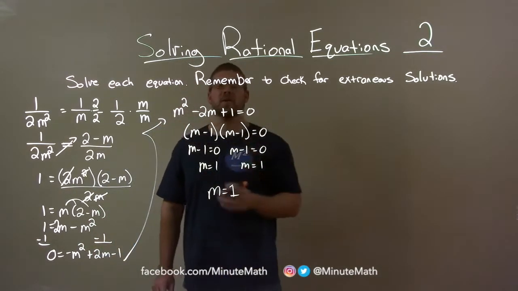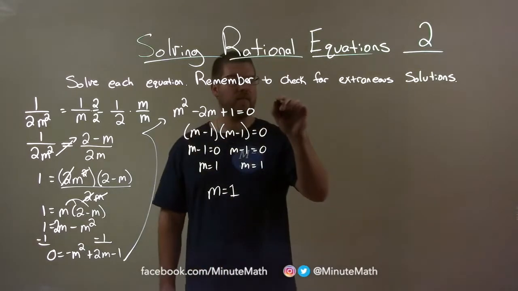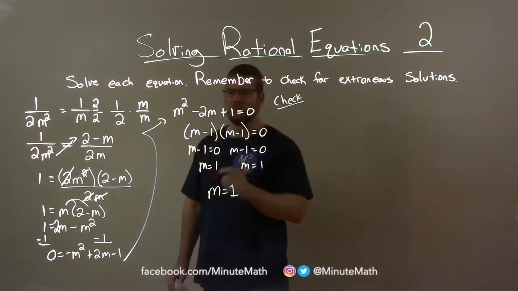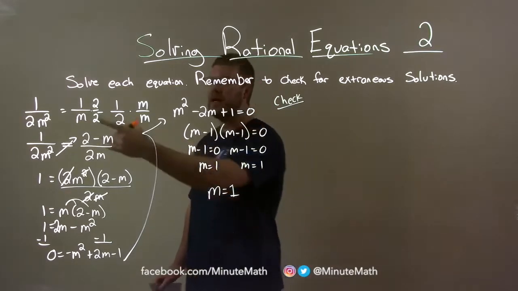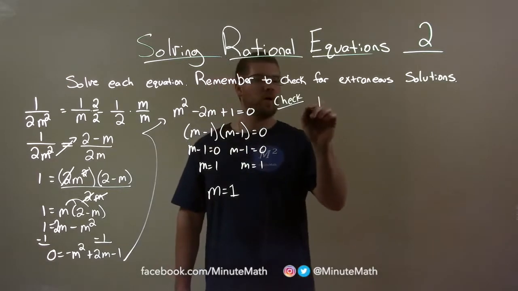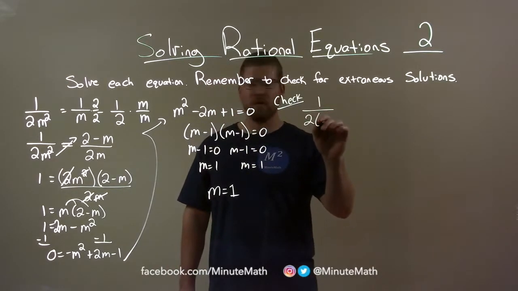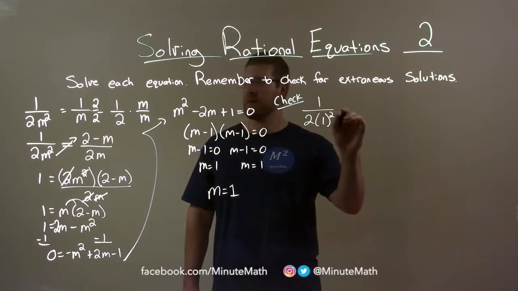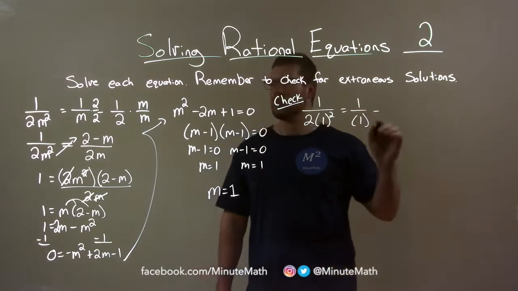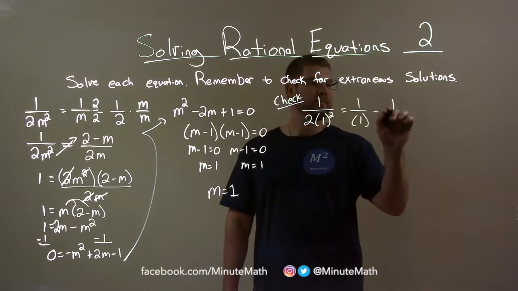So they tell us here now we want to check our answer. Let's check it. So we're going to check for extraneous solutions, so I'm going to put that 1 and plug it in for every single m of our original equation. So we have 1 over 2 times 1 squared equals 1 over 1 minus 1/2.